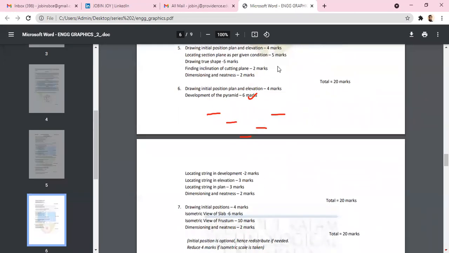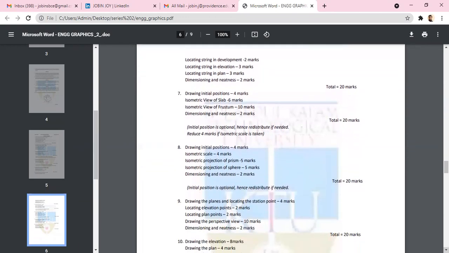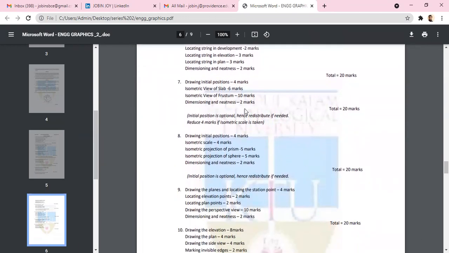Similarly, development also. Initial position, plan and elevation 4 marks. Development of the pyramid 6 marks. Positions 4 marks. So this is the split up.